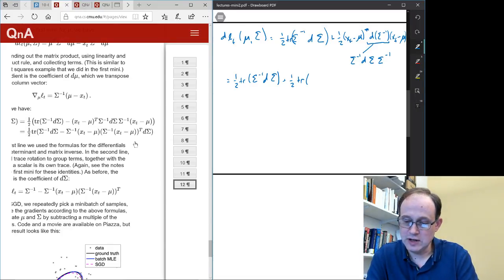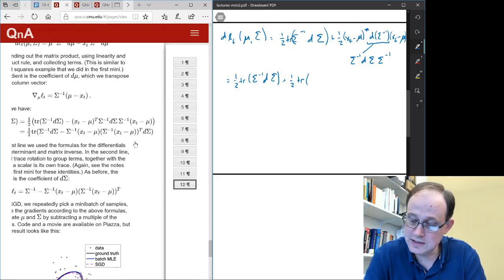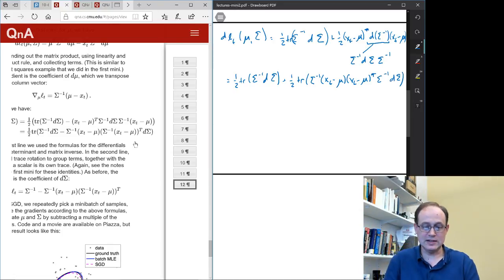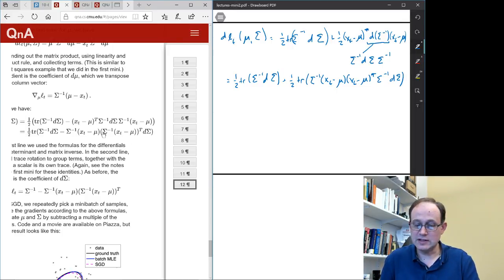And so we have the trace of this second term right here. What we're going to do is rotate so that d sigma is last. That means we're going to take this part, the sigma inverse x_t minus mu, and rotate it to the front. And so that is sigma inverse x_t minus mu, and then this part here, which is x_t minus mu transpose sigma inverse d sigma, and that is the second line of this derivation here.